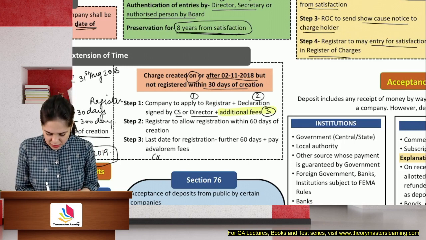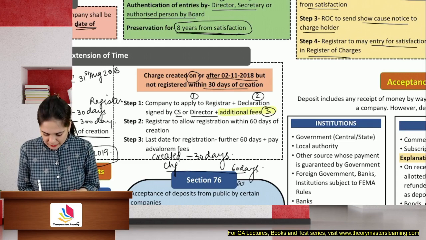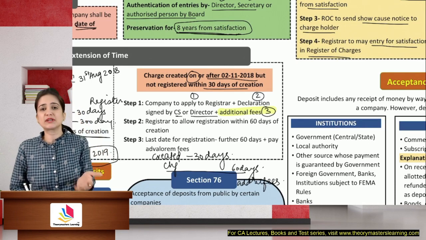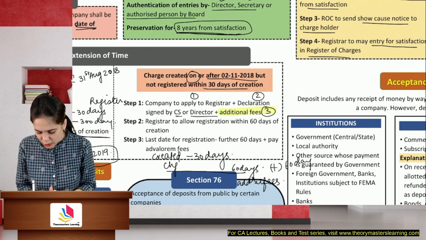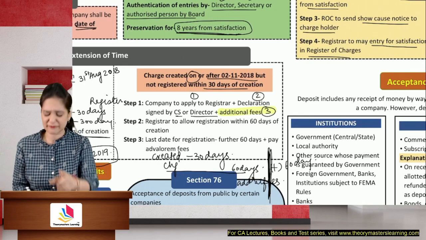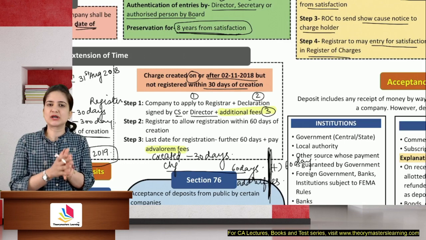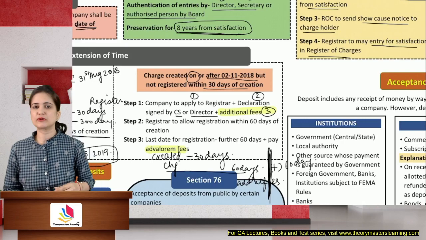But what if I fail? So I created a charge. I should have registered within 30 days, but I failed to do so. So from creation, now I get 60 days. This I can do on payment of additional fees. Okay, additional fees. But what if I fail to register even within that extended time of 60 days? Then I get further 60 days from the day on which this expires. So the day on which that 60th day expires, I get another 60 days, but now I have to pay ad valorem fees. Ad valorem means it is based on the value. So depending upon the value of charge, a certain percentage will have to be paid as fees. So you can get another further extended time limit of 60 days.